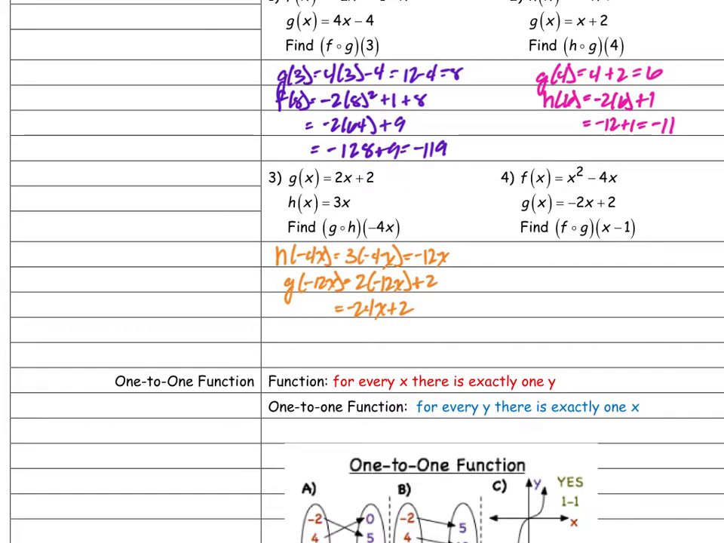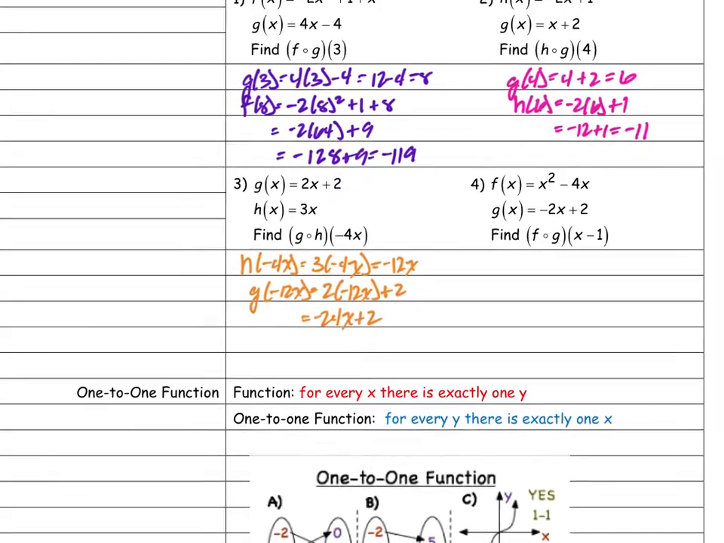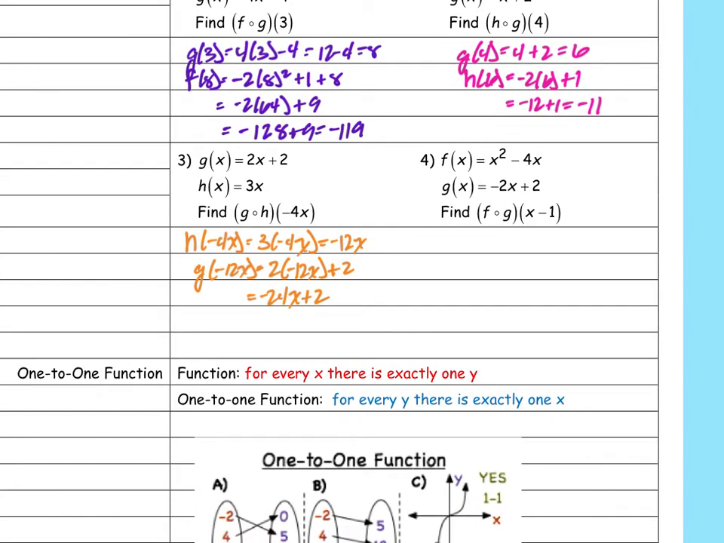Okay, and then the last one is the hardest one. So I want to find, let me see if I can give myself a little bit more room here. g of x minus 1 is going to be negative 2 times x minus 1 plus 2, which is going to be negative 2x plus 2 plus 2, or negative 2x plus 4. I'm just going to write it up there.